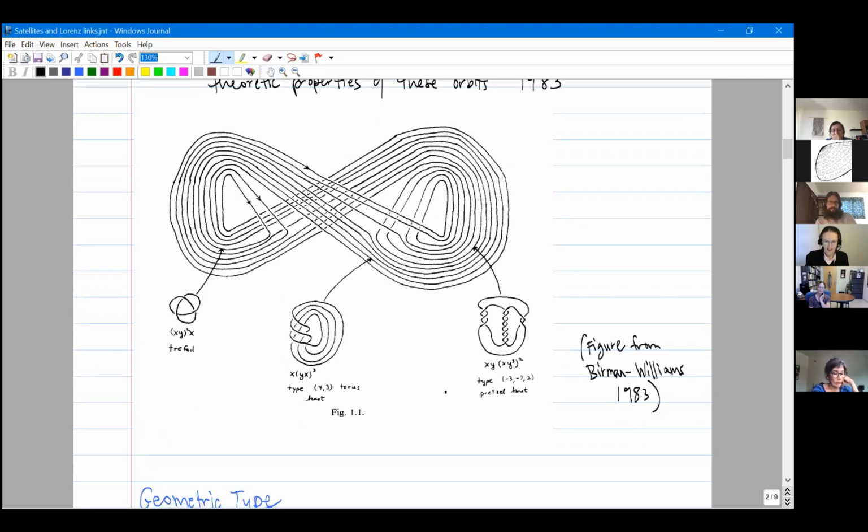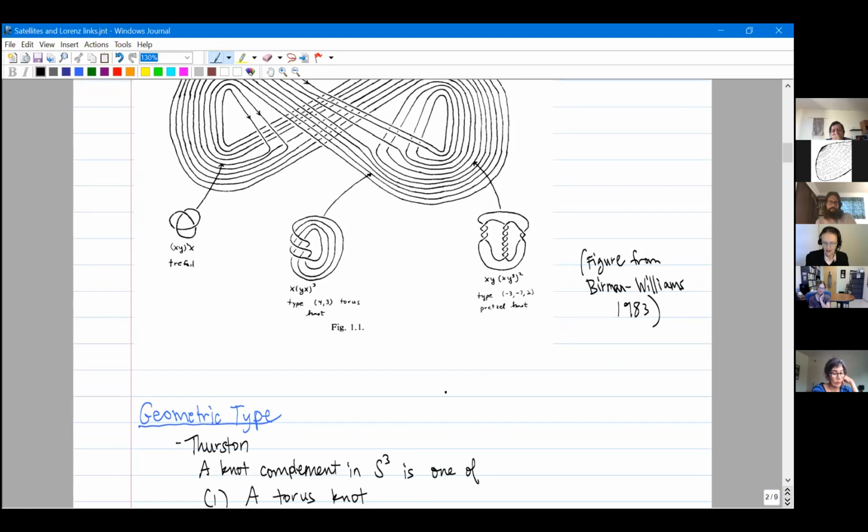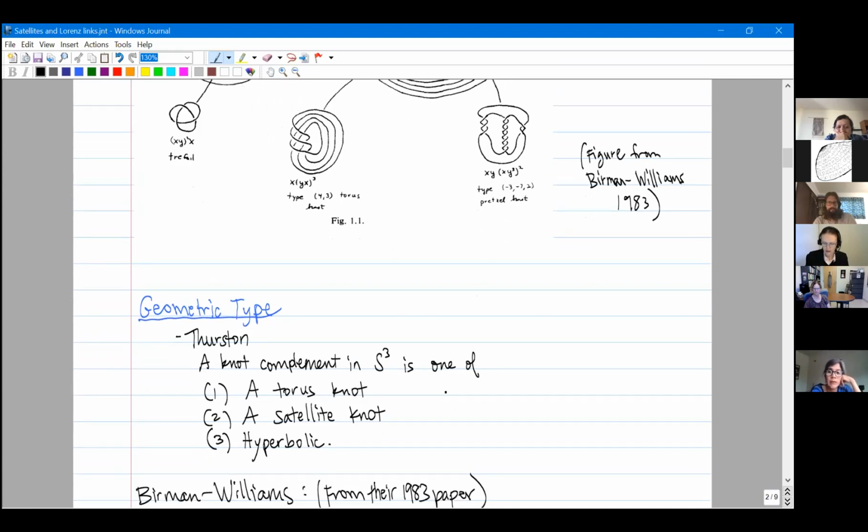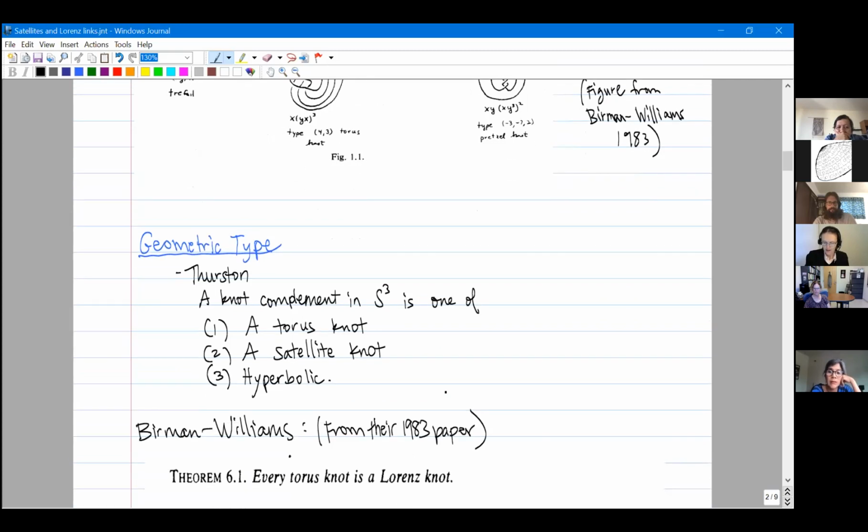So this was 1983. Around the same time, William Thurston was looking at geometric types of knots. He had a bulletin article that showed that a knot complement in S3 is either a torus knot or a satellite knot or hyperbolic. And so Birman and Williams looked a little bit at these possibilities. From their 1983 paper, they showed that every torus knot is a Lorenz knot.